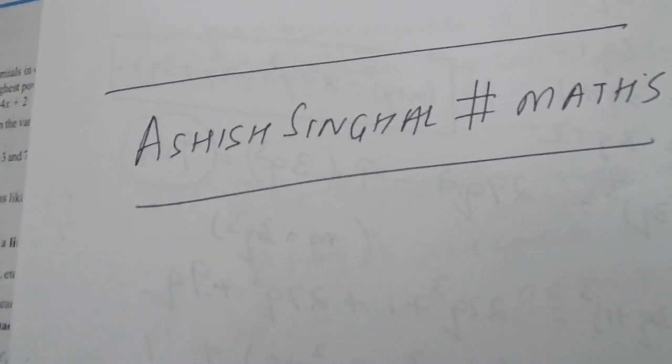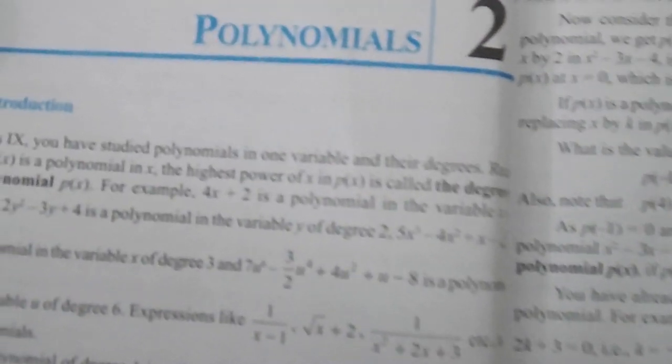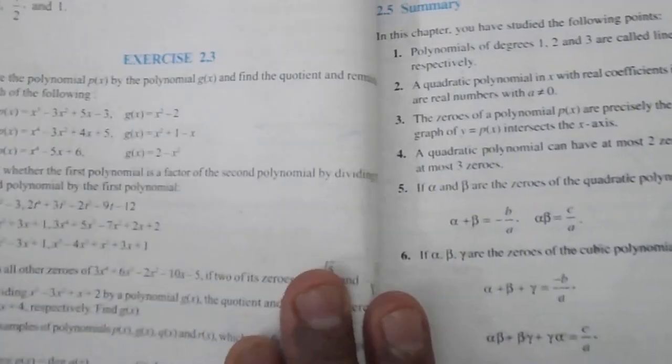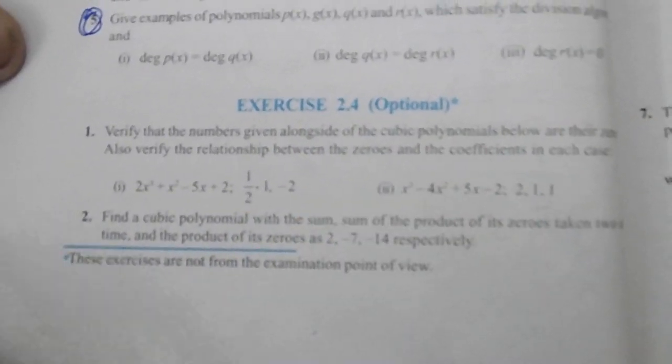So in our previous lecture, we dealt with the topic polynomials and we have done exercise 2.1, 2.2 and 2.3 also. Today we are going to start with exercise 2.4. This is an optional exercise but it is very important. You cannot leave this exercise.